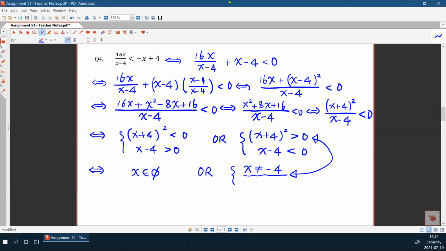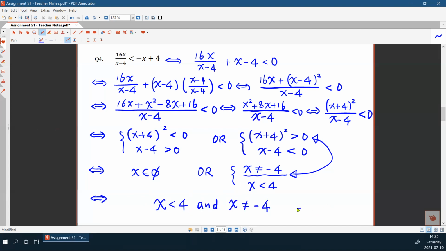Okay. How about the second one? x minus 4 is less than 0. This is equivalent to x should be less than 4, right? Okay, so let's combine these two results. First result is x belongs to an empty set, or the second branch says x should be less than 4. And at the same time, x cannot be minus 4. So the final result is x should be less than 4 and x cannot be minus 4. Understand?